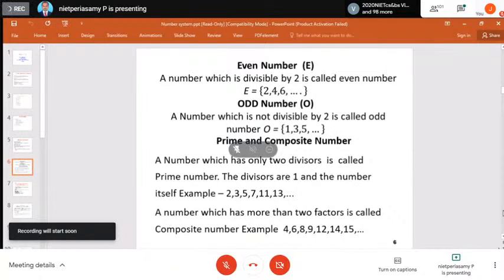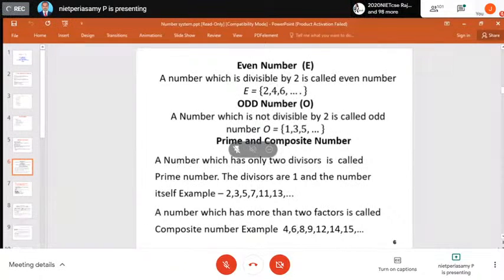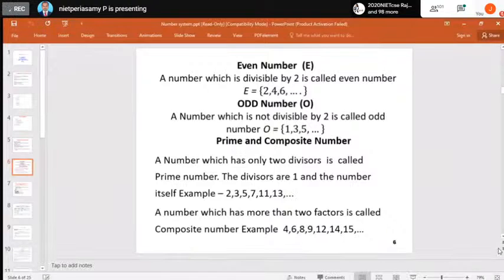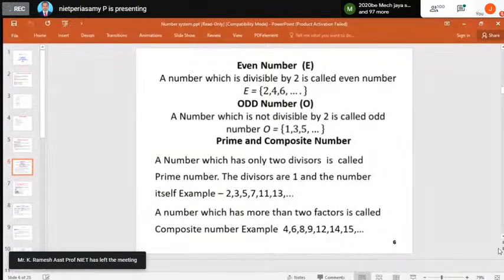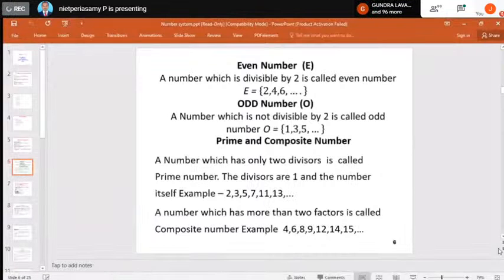The examples for even numbers are 2, 4, 6, 8, 10, 12, etc. So these are the examples for even numbers. The examples for odd numbers are 1, 3, 5, 7, 9, etc. This one is the example for odd numbers. Usually the capital letter O is used to represent the odd numbers.